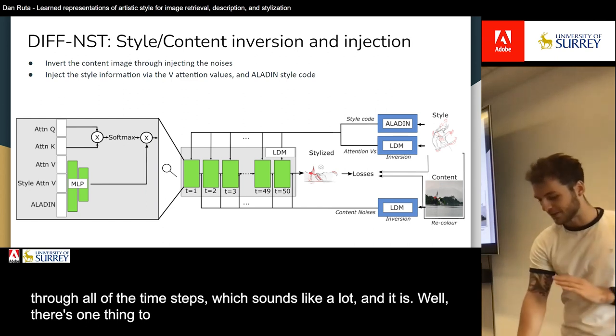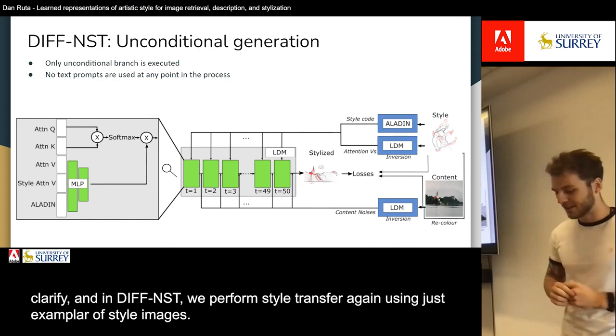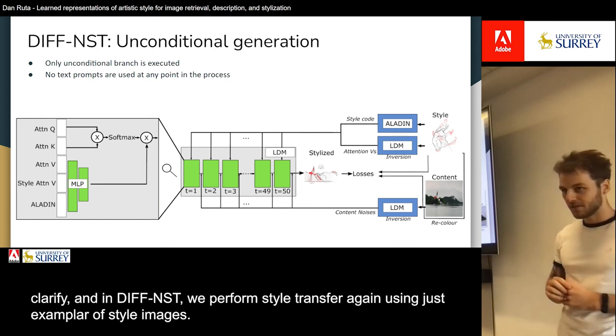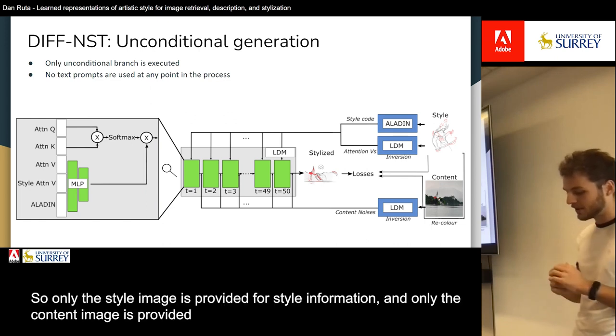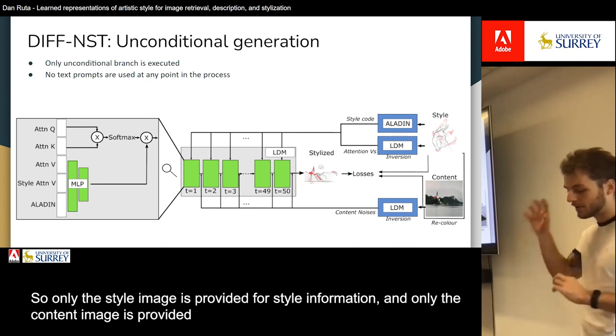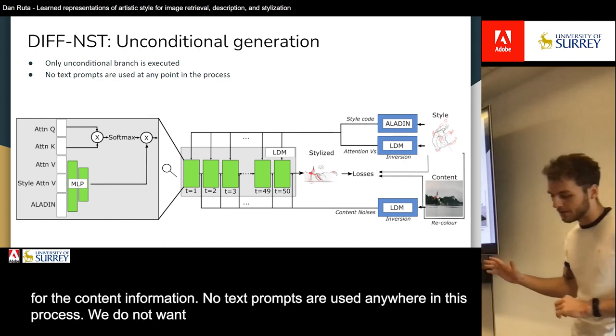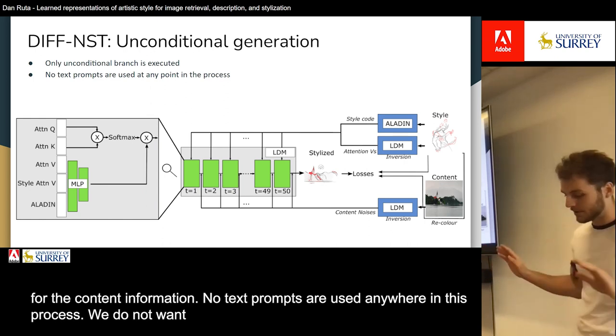Which sounds like a lot in the case, but there's one thing to clarify. In DiffNST, we perform style transfer again using just exemplar style images. So only the style image is provided for style information, and only the content image is provided for the content information. No text prompts are used anywhere in this process.